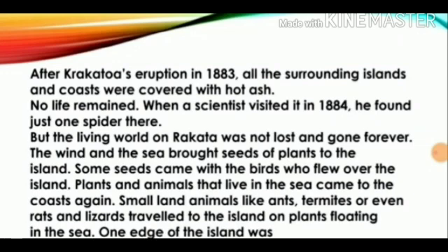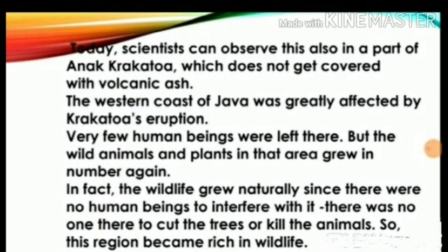Plants and animals that live in the sea came to the coast again. So the other animals and plants that lived near the sea came again to this small island. Small land animals like ants, termites, or even rats and lizards traveled to the island on plants floating in the sea. The small animals named here, ants, termites, or even red lizards, were floating in the sea water and reached this island again.